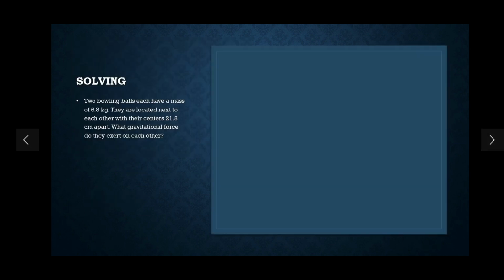Let's solve. These two bowling balls have a mass of 6.8 kilograms. They're located next to each other with their centers 21.8 centimeters apart. What gravitational force do they exert on each other?